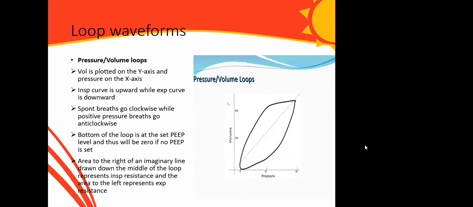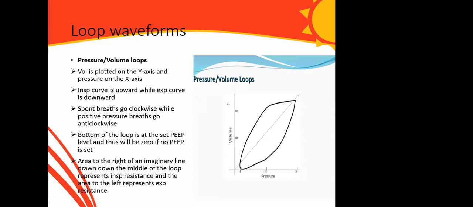The bottom of the x-axis is usually set at PEEP. If it starts from zero, it means that there's no PEEP set at all. So if you see a ventilator waveform starting from 0.0, that means there's no PEEP. But here, it's starting at 5, so a PEEP of 5 is being applied to the patient.